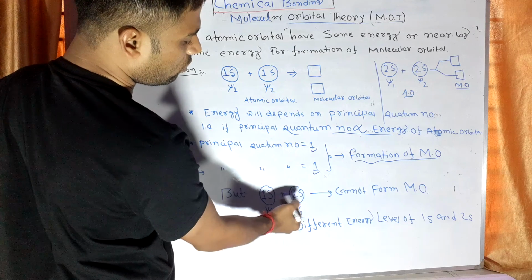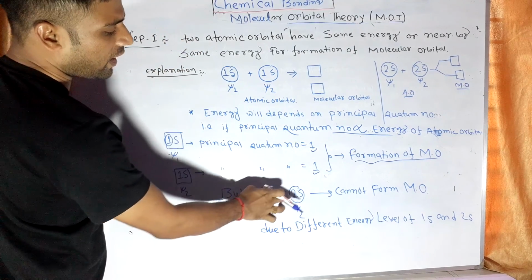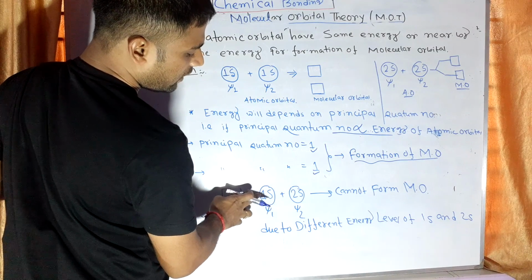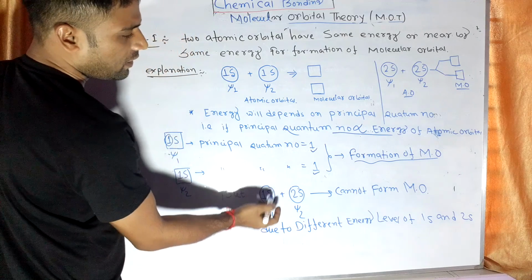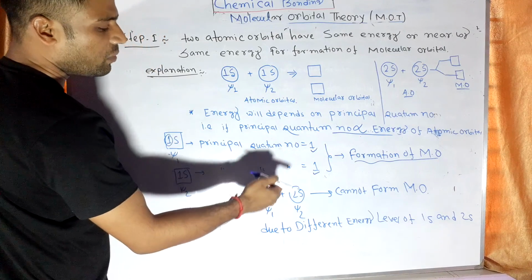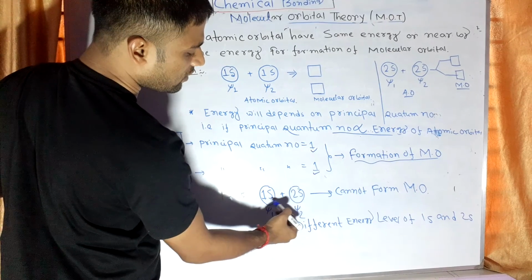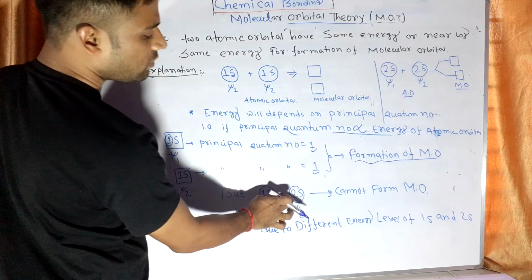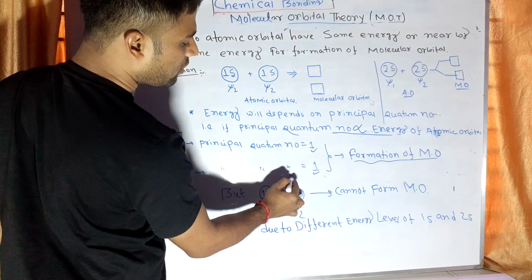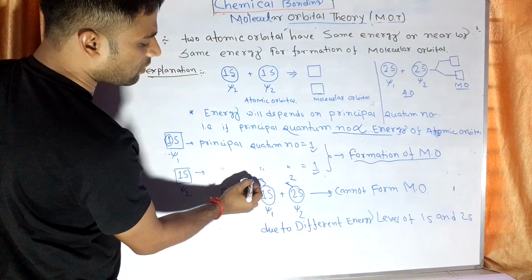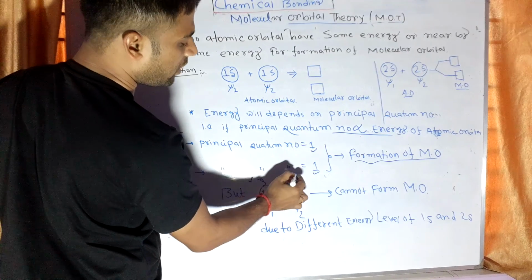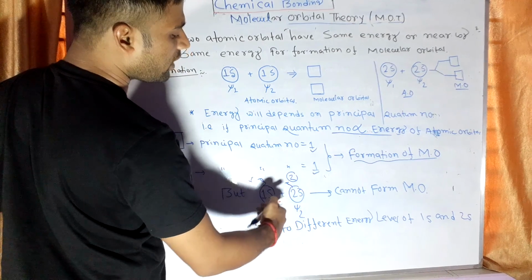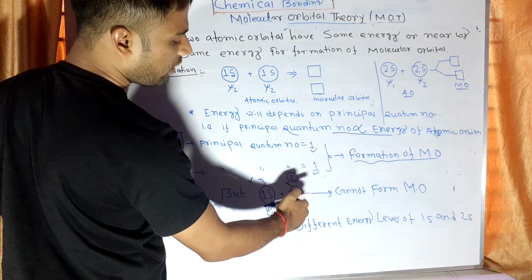But consider two atomic orbitals, one is 1s and another is 2s. The energy level depends on the principal quantum number. If the principal quantum number value increases, then the atomic orbital energy also increases. Between the 1s and 2s, which atomic orbital has the highest principal quantum number? The 2s orbital, because its principal quantum number is 2, but in the 1s orbital it is 1. So 2s has more energy. So the two atomic orbitals have different energy levels.